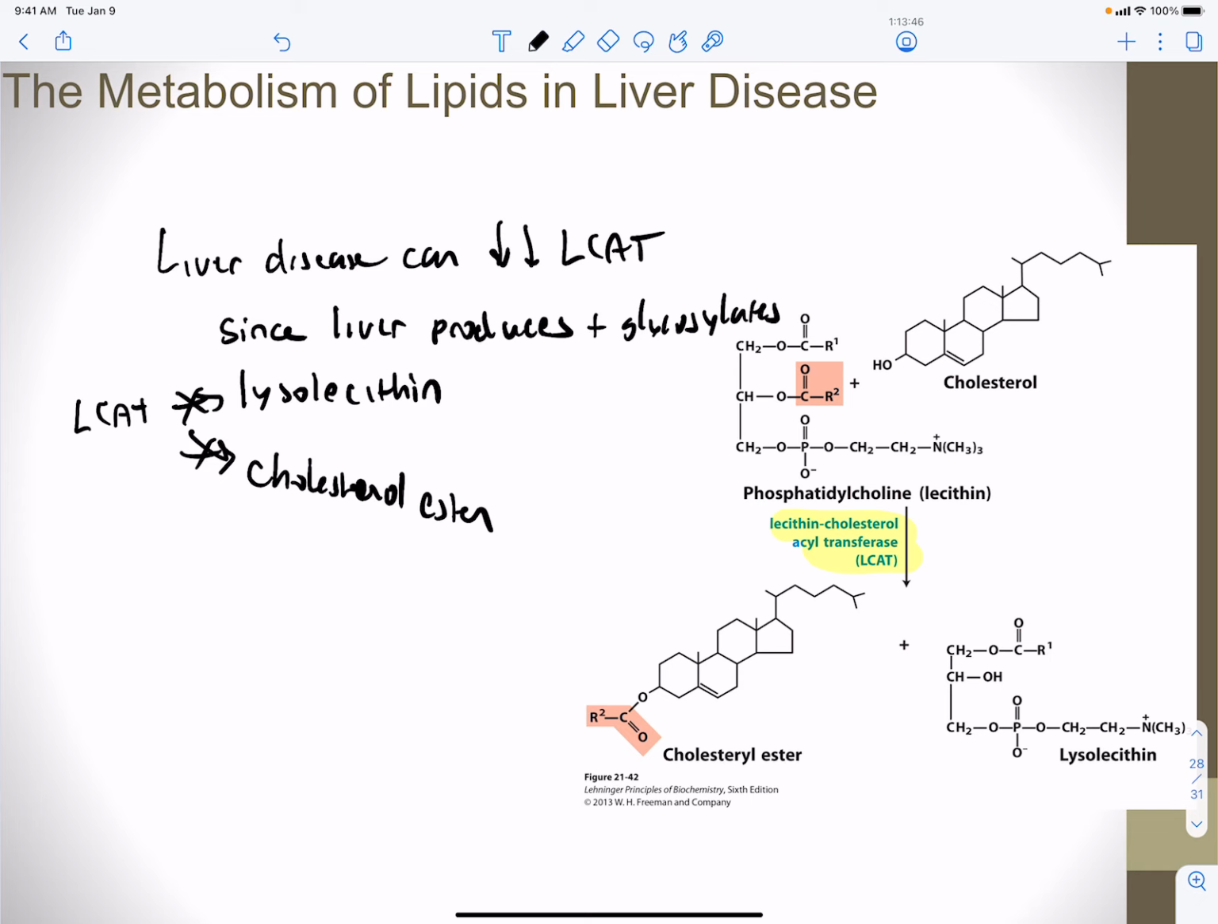So again, your levels of cholesterol ester are reduced. Free cholesterol in this case can be elevated. It goes back to all of our movement of fats. Your triacylglycerols are normally cleared by low density lipoproteins, and the activities of low density lipoproteins and lipoprotein lipase, as well as hepatic triglycerol lipase, are reduced in patients that have liver disease.